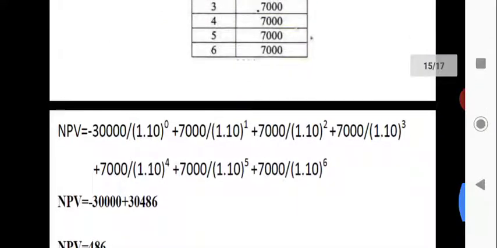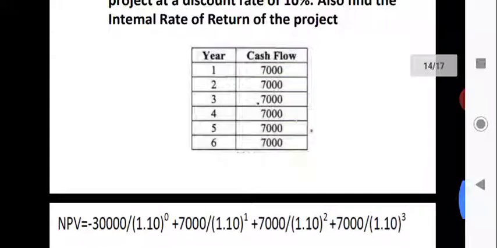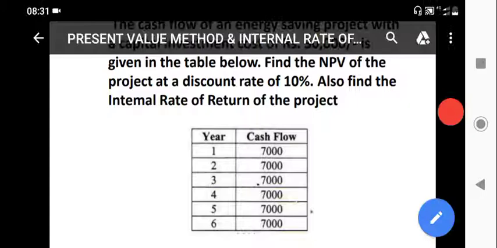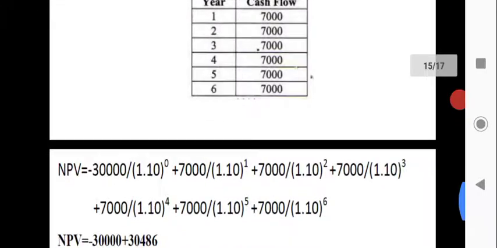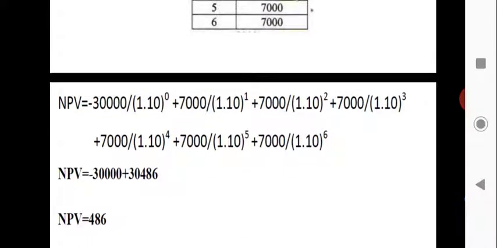So you see NPV is equal to, so first we see the net present value and IRR. So NPV is equal to minus 30,000 by 1.10 raised to 0 plus 7000 by 1.10 raised to 1. So ingane calculate ചെയ്ത് കഴിഞ്ഞാൽ നിങ്ങൾക്ക് കിട്ടുന്ന minus 30,000 plus 30,486 കിട്ടും. അപ്പോൾ NPV 486 ആയിട്ട് കിട്ടും.